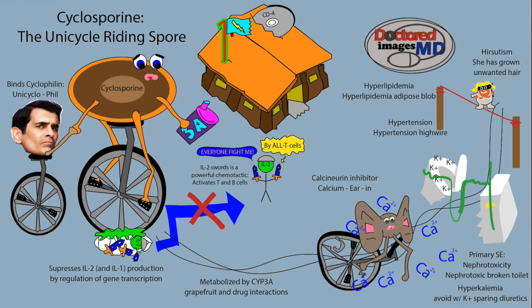So overall we have our unicycle riding cyclosporine binding to cyclophilin, blocking IL-2 production at the level of gene transcription, thus suppressing T cell activation. This is used mainly for transplant rejection prophylaxis and rheumatoid arthritis.